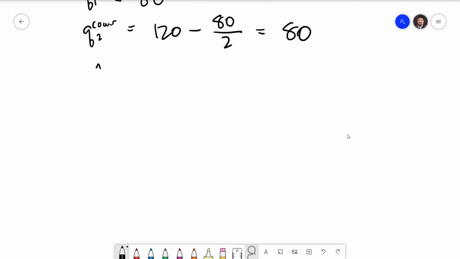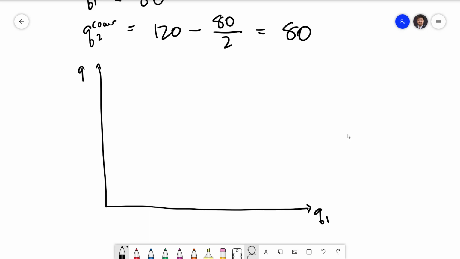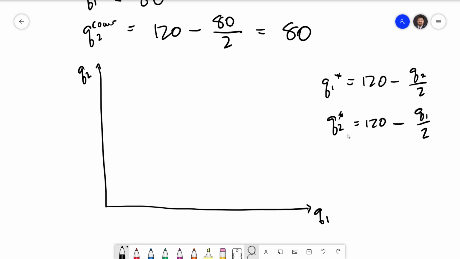Let's sketch the graph for this problem. In a Cournot problem, we are going to draw graphs of the best response functions. I'm always going to put Q1 on the horizontal axis and Q2 on the vertical axis, but you could reverse those if you wanted to. I'm going to rewrite the best response function, so Q1 star equals 120 minus Q2 over 2, and Q2 star equals 120 minus Q1 over 2.